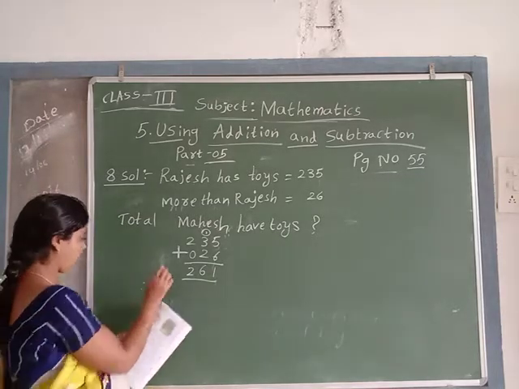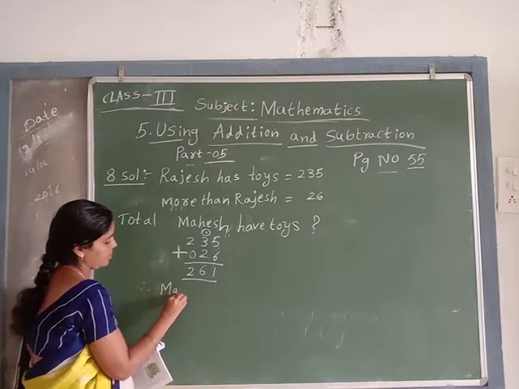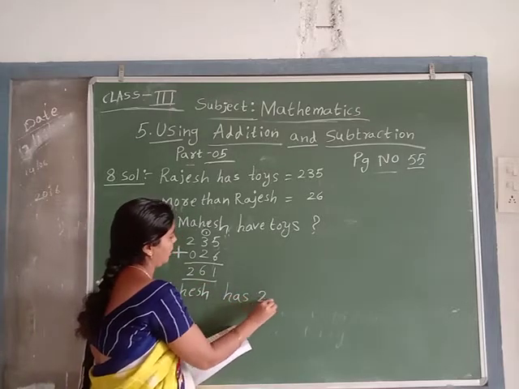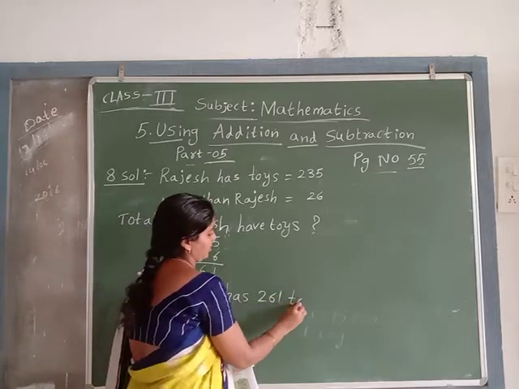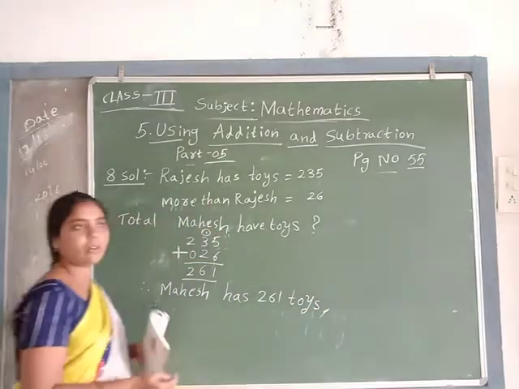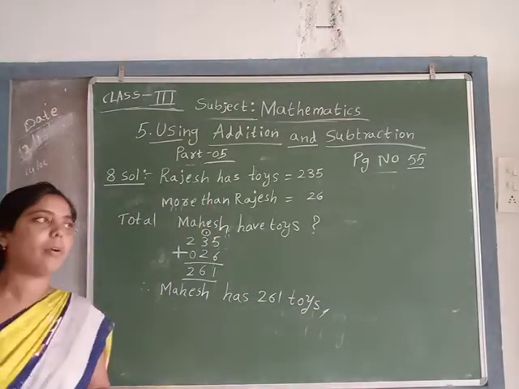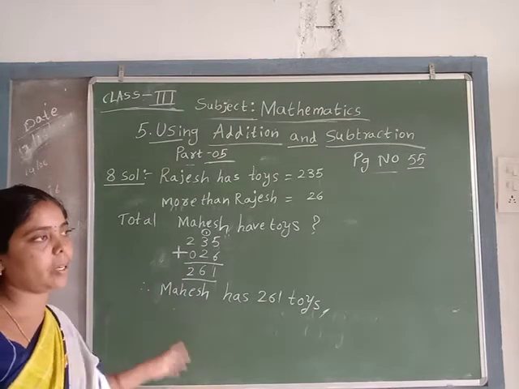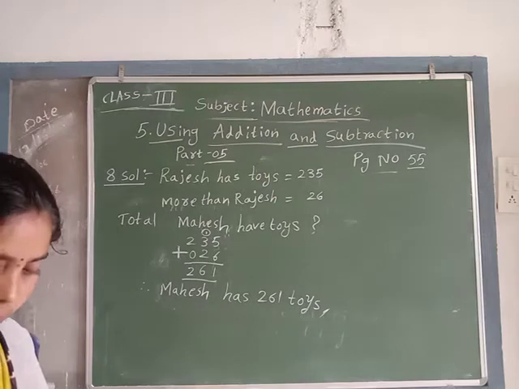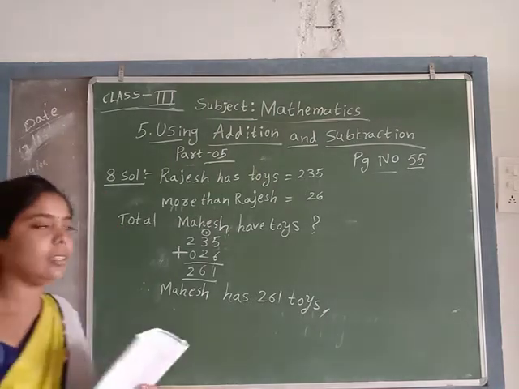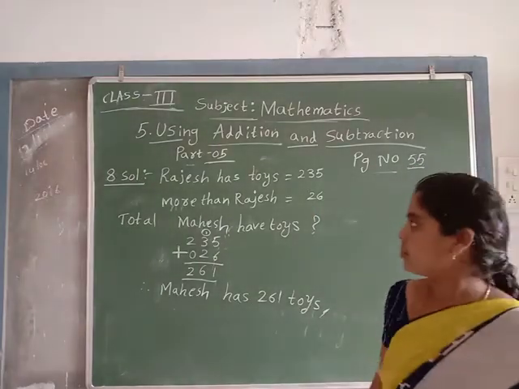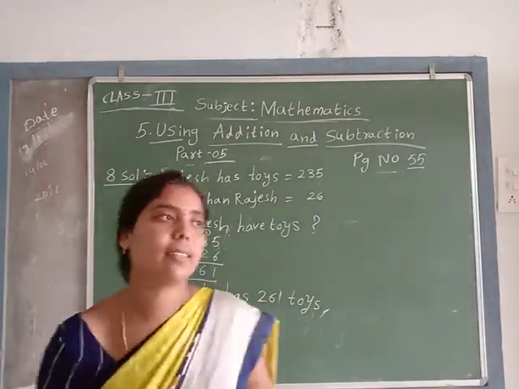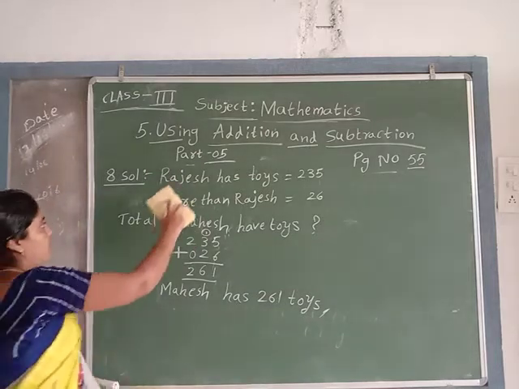Therefore, 200. Therefore, Mahesh has 261. Ones plus ones, tens plus tens, right? Write properly. Write neatly. Right? Next one. Completed? Okay, now the next one.